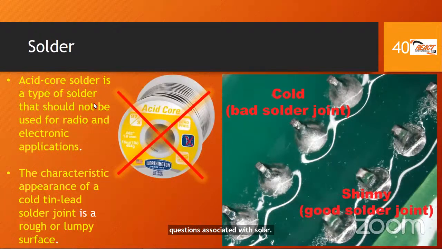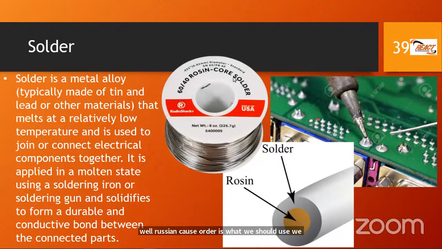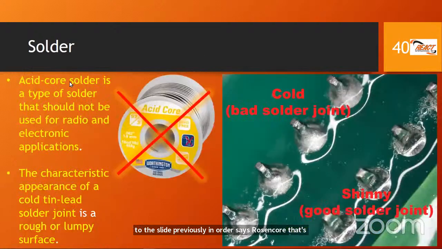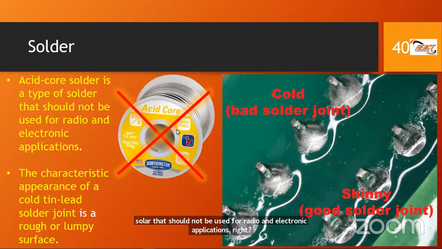All right, so we need to know for the exam that resin core solder is what we should use. We should not use acid core solder. So if you were to go back to the slide previously, you notice it says resin core. That's the type we should use in amateur radio for electronics, not acid core, right? So acid core solder is a type of solder that should not be used for radio and electronic applications, right? So say no to acid core.